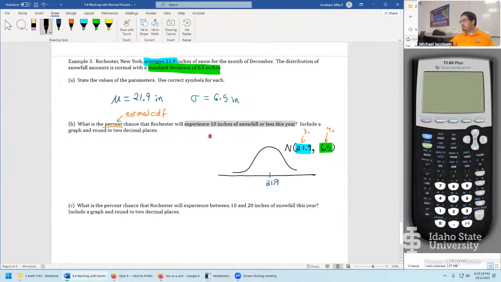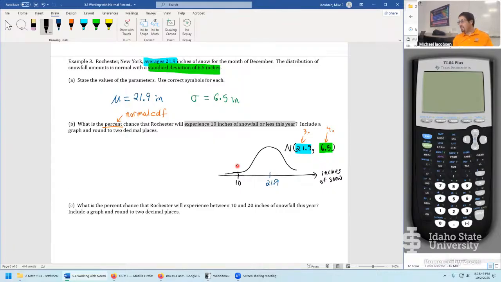We have 10 inches. 10 inches is going to be to the left. And if I go 2 standard deviations, that's 13 values. 10 inches is probably somewhere right around here. Again, I'm not trying to nail it exactly, just get it in the right approximate region. I'll say that's where 10 inches is. It could help to have context here. This is inches of snow in Rochester, New York in the month of December, but we can really paraphrase it down so it's not tedious to write.